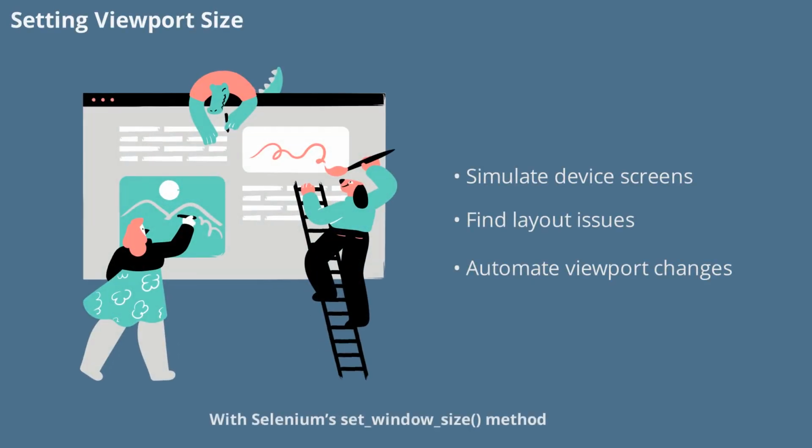With Selenium's set window size method, you can specify the width and height of the browser window. This allows you to test how your website behaves on different devices, from small smartphones to large monitors. By automating viewport changes, you can quickly identify layout issues and ensure your site is mobile-friendly.